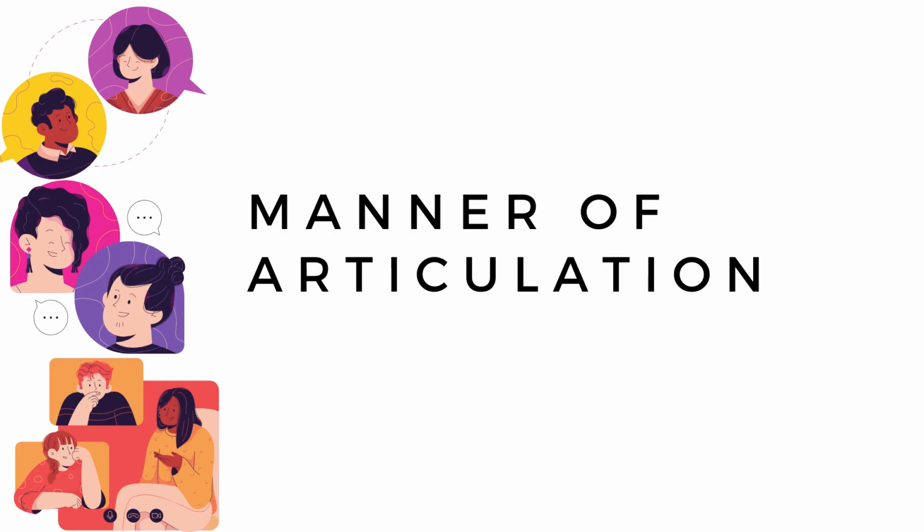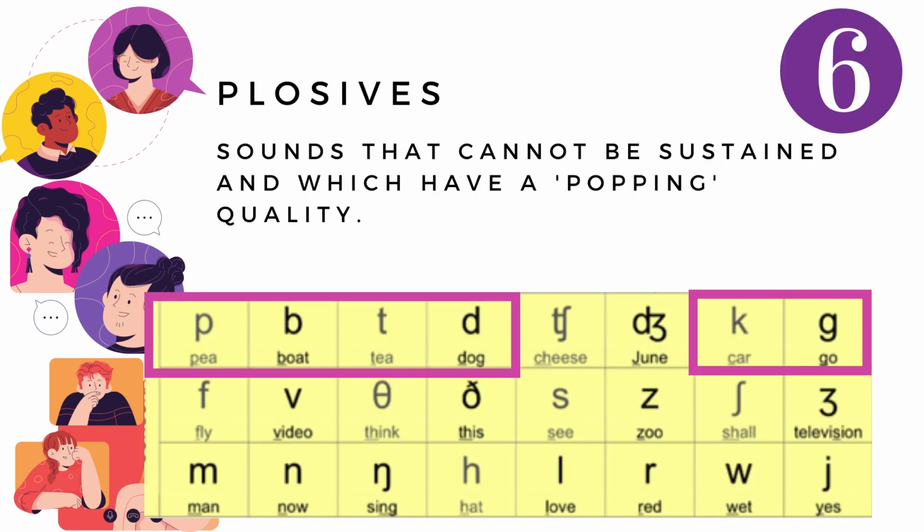So now let us go back to the manner of articulation. There are 24 consonants, and they are grouped into 5 according to the manner of articulation. The first one is plosives. These are sounds that cannot be sustained and have a popping quality. Plosives are formed due to a momentary occlusion, meaning there is a blocking of some part of the oral cavity. For example, the sound of letter P.